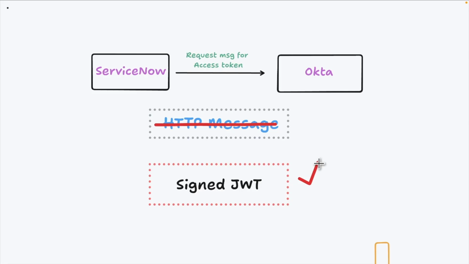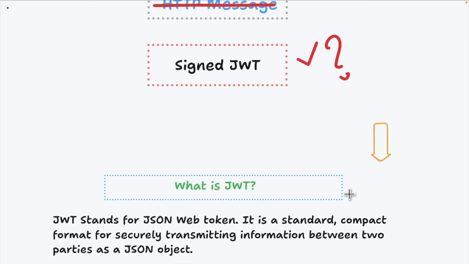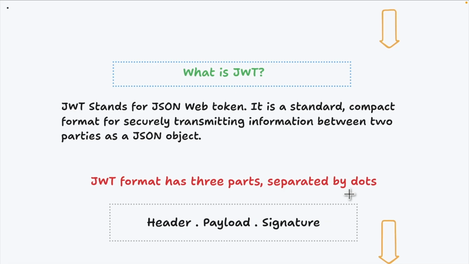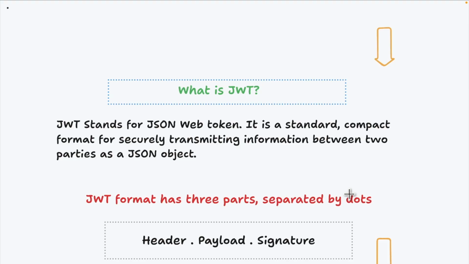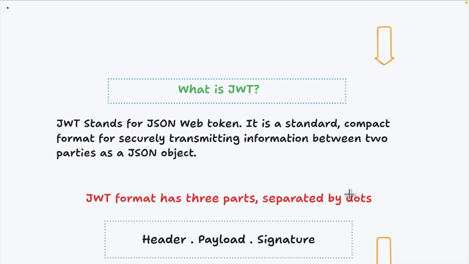Now the question is, what is a signed JWT? Right? So let's go through it one by one like a story. What is JWT? JWT stands for JSON Web Token. It is a standard compact format for securely transmitting information between two parties as a JSON object. In our case, ServiceNow is going to create the message in this JWT format and send it to Okta saying, hey Okta, it is me and this is what I need. Please give me an access token.